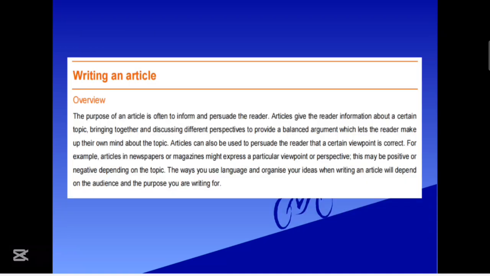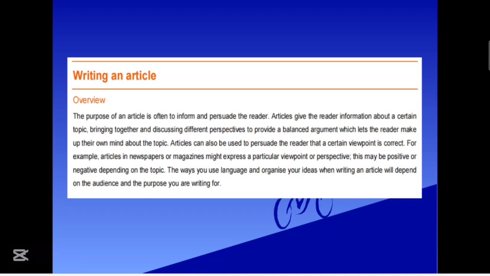Writing an article, just an overview. The purpose of an article is often to inform and persuade the reader. Articles give the reader information about a certain topic, bringing together and discussing different perspectives to provide a balanced argument, which lets the reader make up their own mind about the topic.